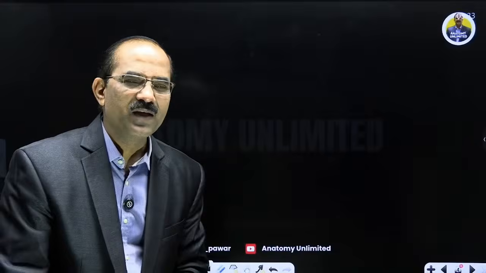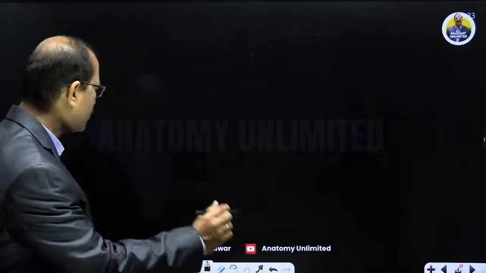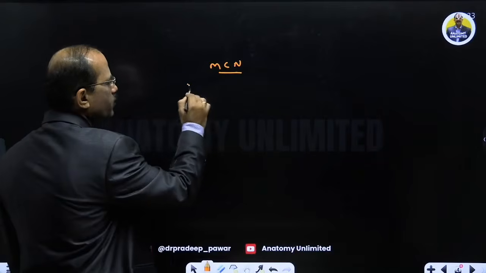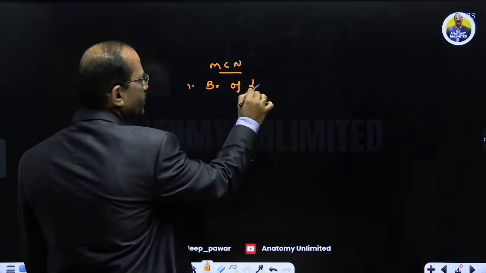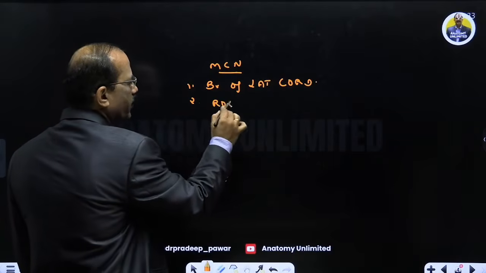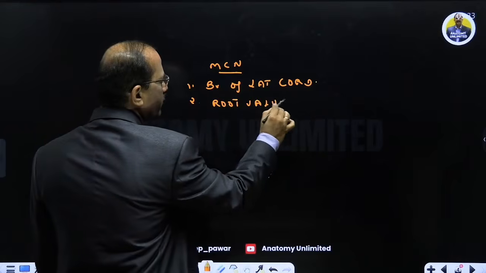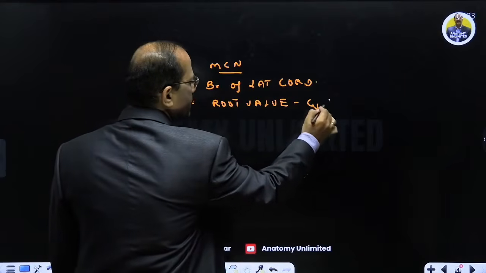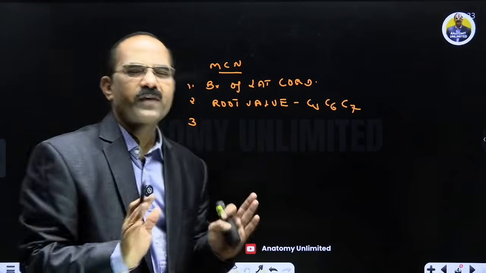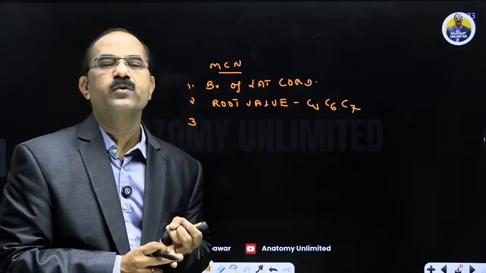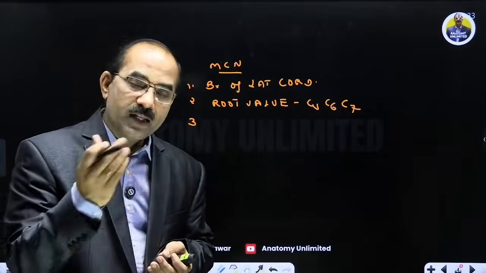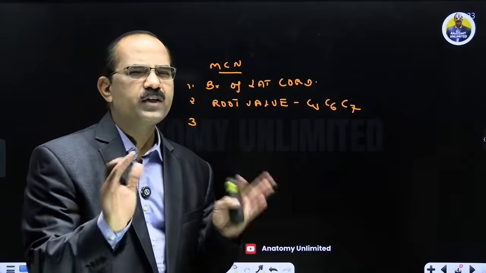Can anyone say something? It's a branch of which cord? Okay, I'll tell you. Musculocutaneous nerve is a branch of the lateral cord. We have seen this. Second, its root value: C5, C6, C7. So whenever we try to explain any nerve, first, it is a branch of which cord. Second, its root value. Third, its relation to the axillary artery.